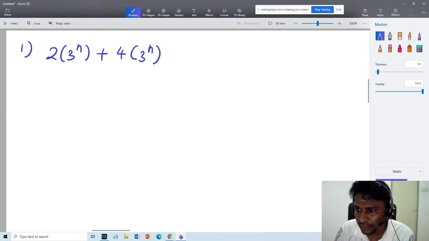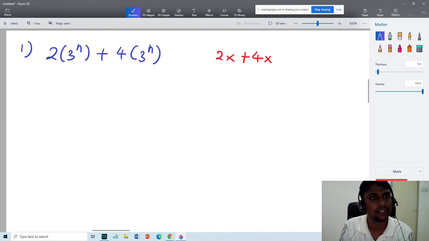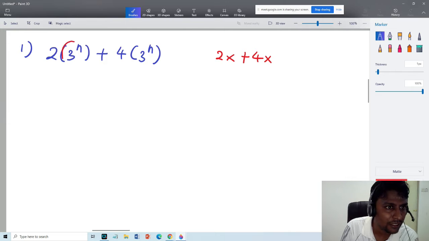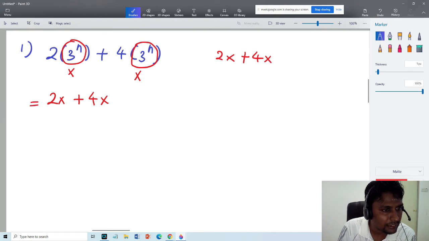First, if you look at here carefully, this actually looks like 2x plus 4x. You can consider this one as x. So it's actually the question of 2x plus 4x, because 3 power of n, consider it a variable, we put it as x. So in terms of 2x plus 4x, we can say that is actually 6x. So we can do that.